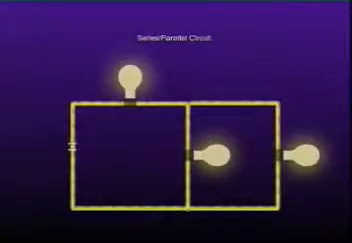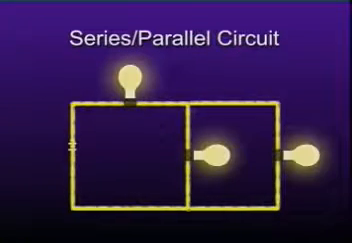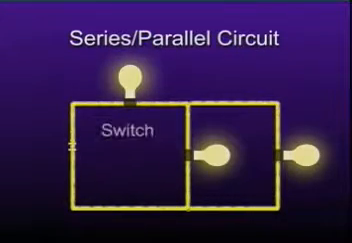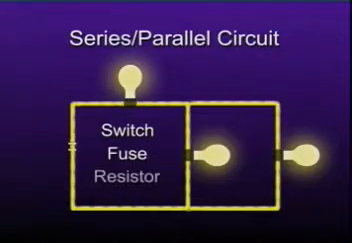A third type of circuit is called a series parallel circuit. Just as the name sounds, it involves elements from both circuits. The series parallel circuit has one or more devices in series and others in parallel. The series devices may be a control, such as a switch, or a protection, such as a fuse, or a load, such as a resistor.